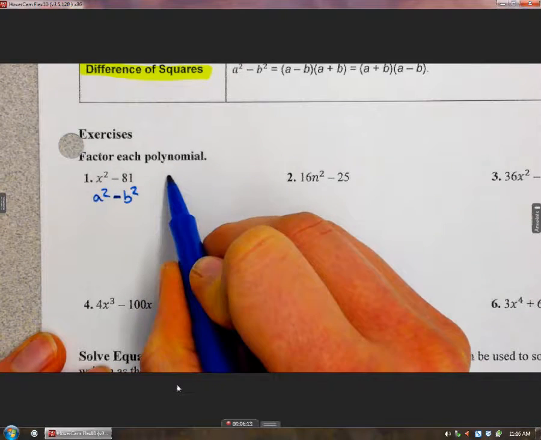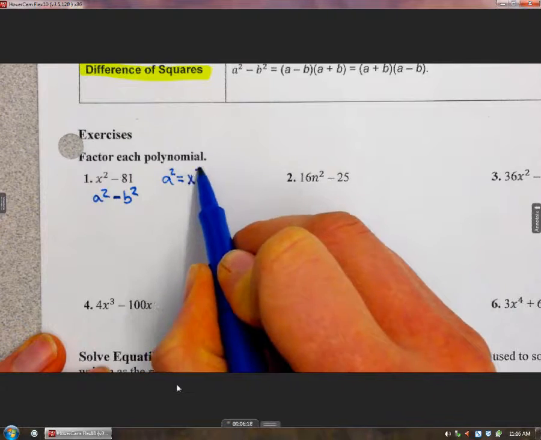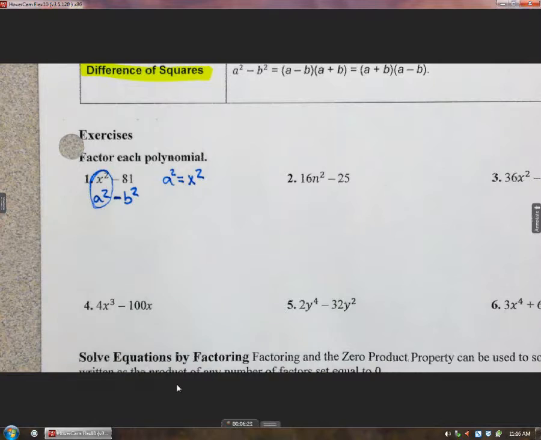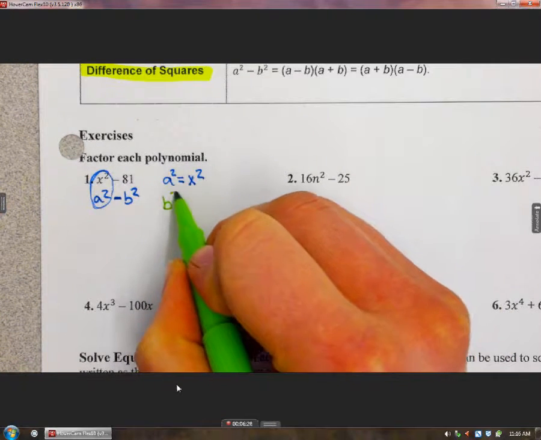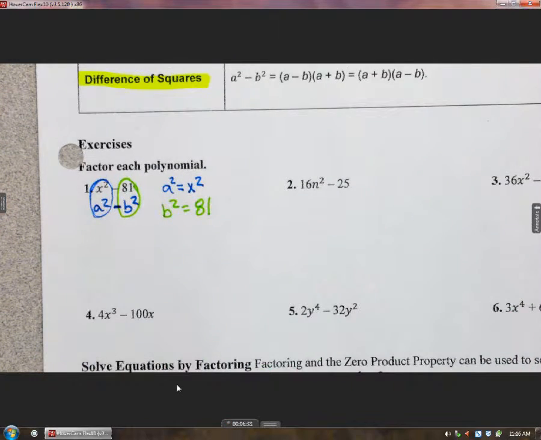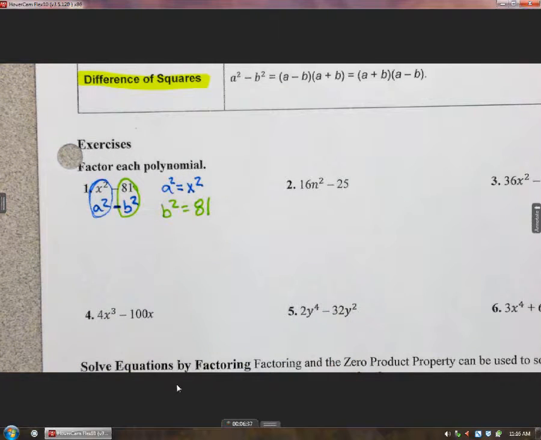So my a squared value is actually equal to x squared. It's this first term right here. I could say that my b squared value is 81. So I have x squared minus 81. The problem is, if I'm going to factor this, I don't really want those. I don't want a squared, I just want a.